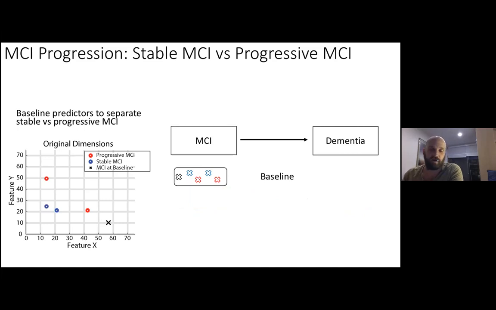Now, with our classes assigned this way, we've got 2 features. It can be whatever you like. This is what these data points look like in this hyperdimensional space, in this theoretical example given here. What we're trying to do is use baseline predictors to separate these people based on their future diagnosis.